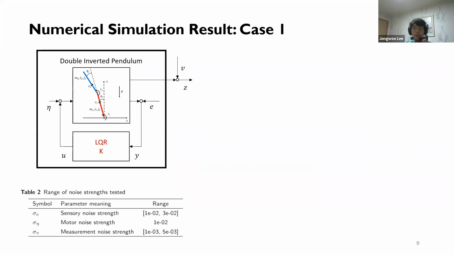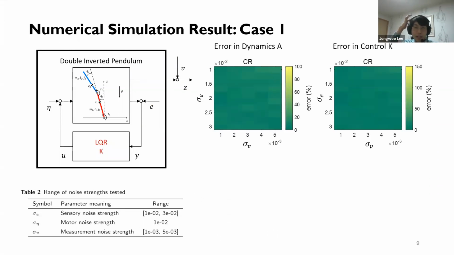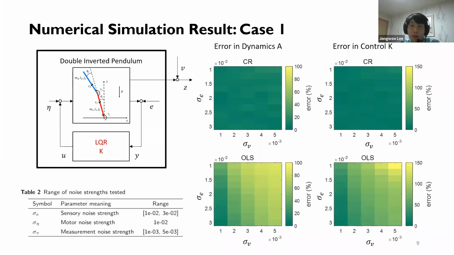We tested multiple different combinations of biological noise and measurement noise. And here you are seeing the mean estimation error of dynamics A on the left and the control K on the right. Note the color code indicates a very small error in all combinations of noise strength. And the advantage of this method is highlighted when you compare it with the typical least squares method. So you can find very large errors in certain conditions, as in the top right corner, reaching up to 150%.